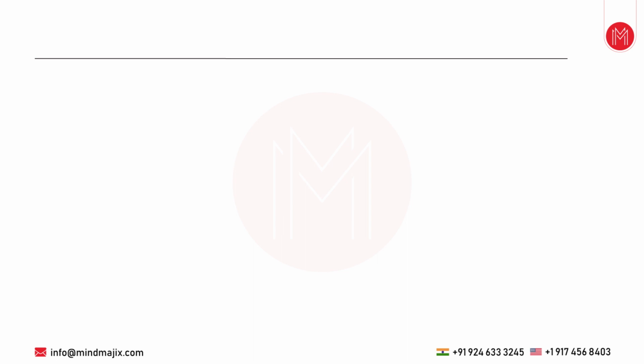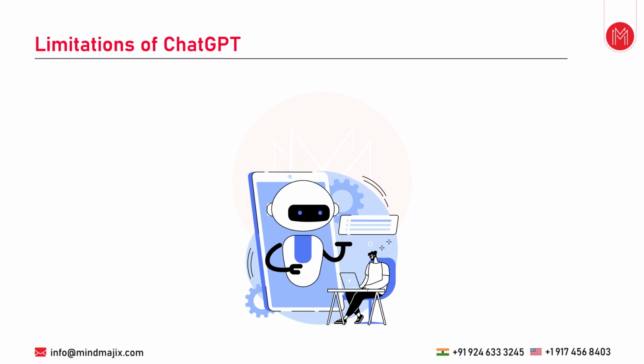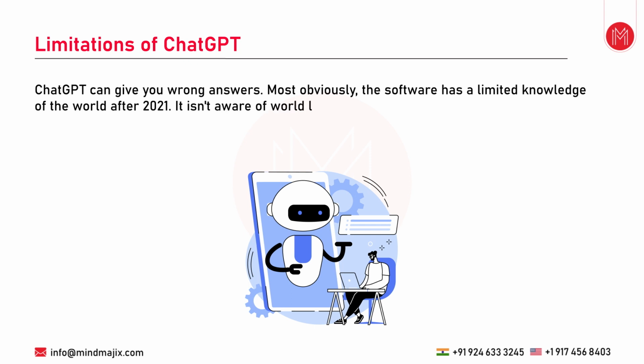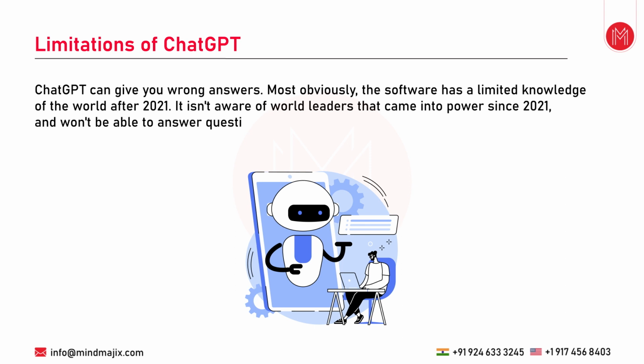The next question is a very important point. What are the limitations of ChatGPT? So guys, a very important point here is ChatGPT can definitely give you wrong answers. If you ask any question to ChatGPT and it doesn't know, initially it will say that it doesn't have any knowledge regarding your question. But there's one more point you must understand: the software has limited knowledge of the world after 2021. So it isn't aware of the world leaders or the events that have happened since 2021, and won't be able to answer questions about recent events.